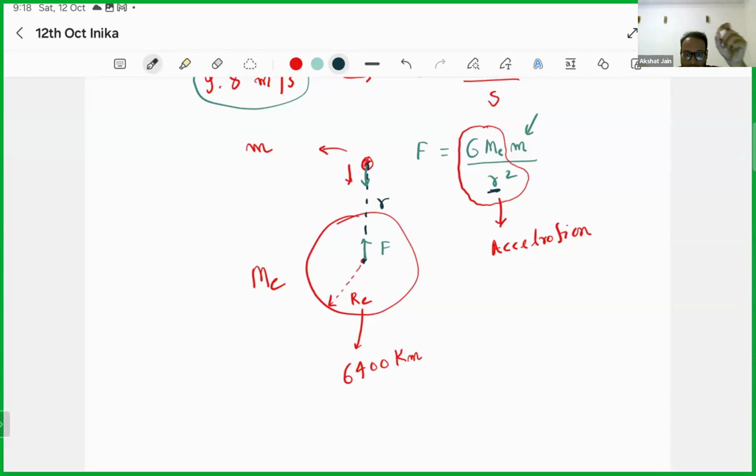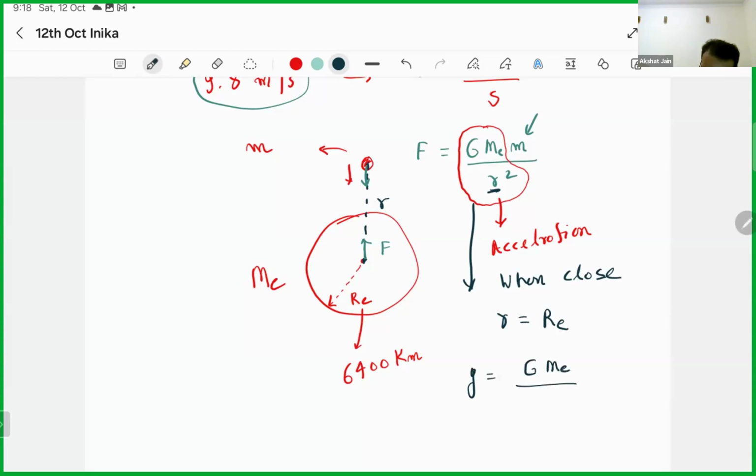But this time, when we are close to the Earth's surface, we can take the R value as RE, which is the radius of the Earth. So this G value comes out to be G ME by RE square. And you place all the values, mass of the Earth, radius of the Earth, G value, you will get this value as 9.8 meters per second squared.